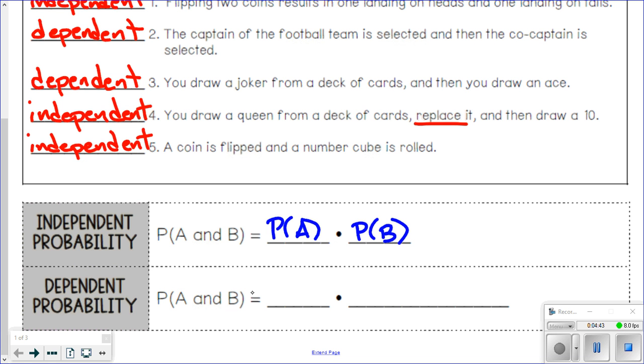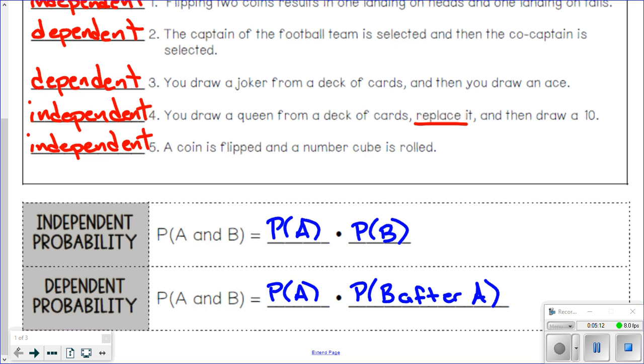If the two things do affect each other, so if A affects B, then you're going to take the probability of A and multiply that times the probability of B. You have to take into account how A affected B. And that will become more clear when you see the examples.